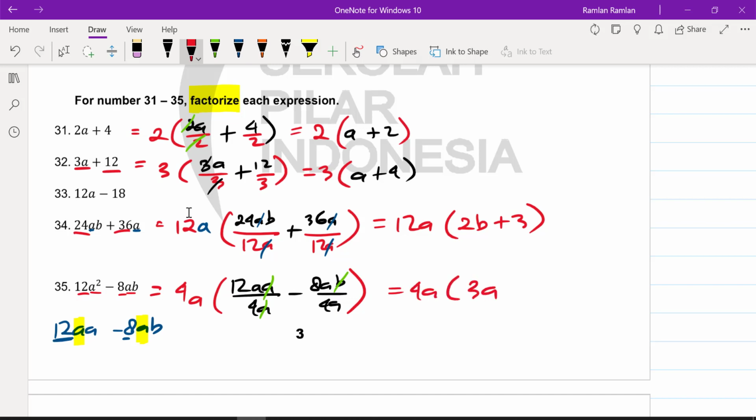And this one is just... sorry, am I canceling the b? I should cancel the a. Sorry, guys. Okay, cancel the a, guys. So it'll be just 8 divided by 4, which is 2. And then we still have the b over here. So that'll be just 2b, minus 2b. Okay, remember that this is subtraction.